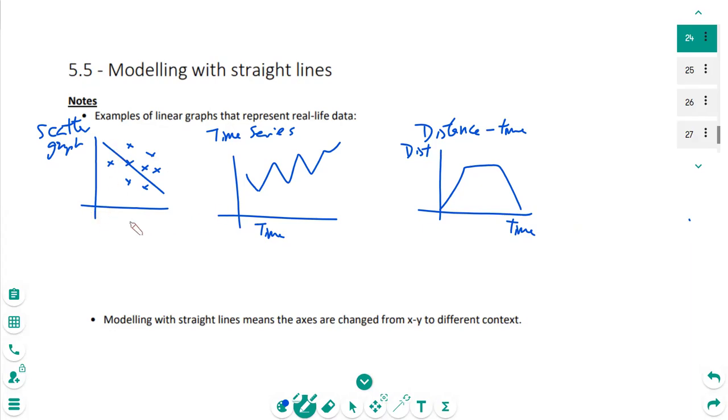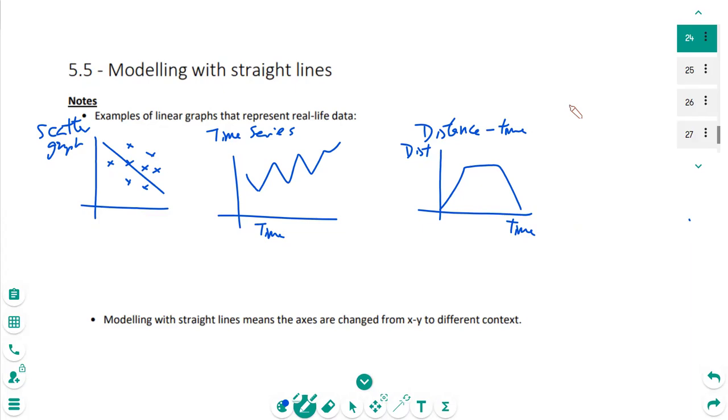Scatter graph, you can think about, again, maybe age and IQ. Yeah, probably that doesn't sound right, because as you grow older, the IQ goes down. I don't know, maybe for some people, maybe some people like me. Right, okay, anyway, moving on.